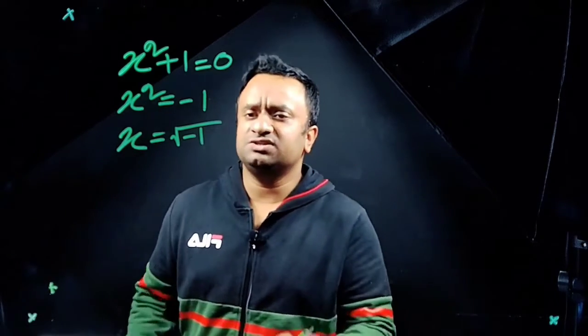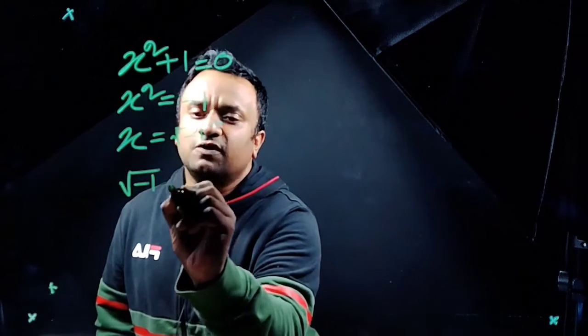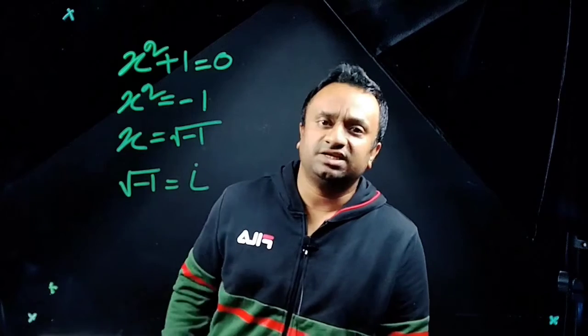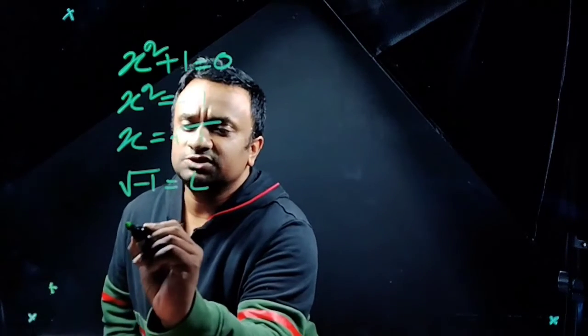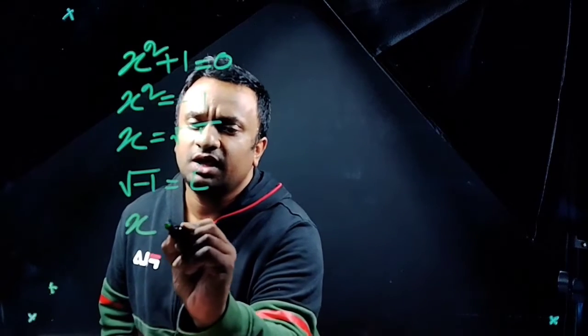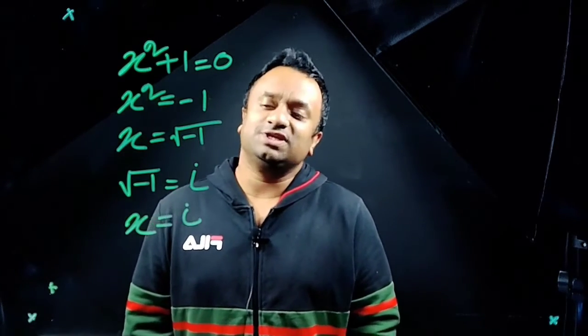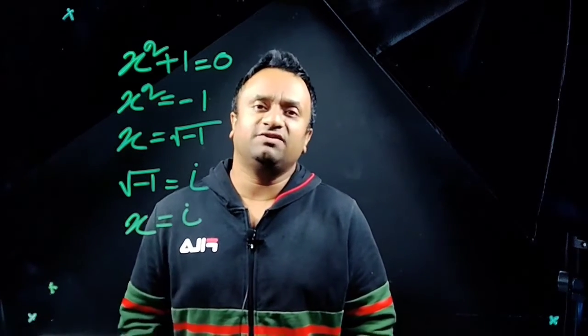So mathematicians assume the square root of -1 equals i. Here i stands for imaginary. So what does the solution become? The solution is x equals i. Now you can use imaginary numbers to express the square root of many negative numbers.